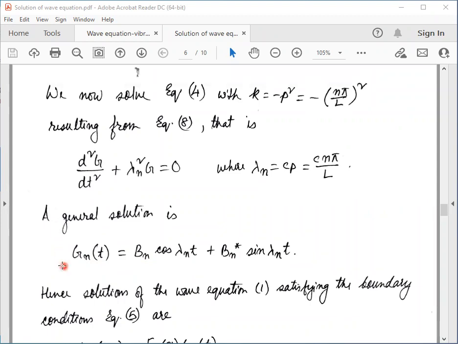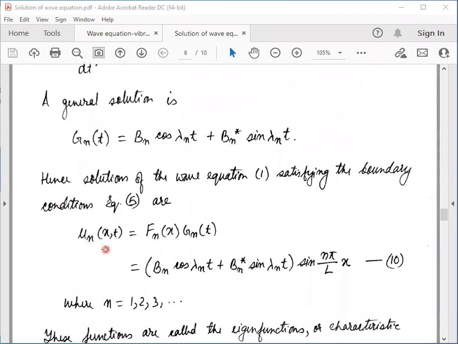So we have solved for f, we have solved for g. Now when we multiply them, we shall get u. Okay, so un of x,t would be fn multiplied by gn. And if I write gn first, then I get this expression bn cos lambda nt plus bn star sine lambda nt multiplied by the f part. This is sine n pi by l x. So this is the term inside the bracket, this is gn. Term outside the bracket, that is fn.